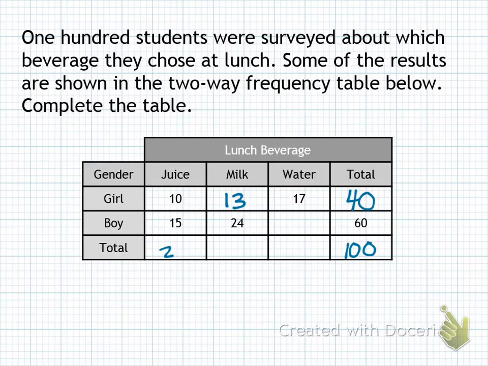And then I can take some totals. 10 and 15 is 25. 13 and 24 is 37. I could look here, adding these, I get 39. 60 minus 39 is 21, and then adding down, I get 38. So those would be my totals there.